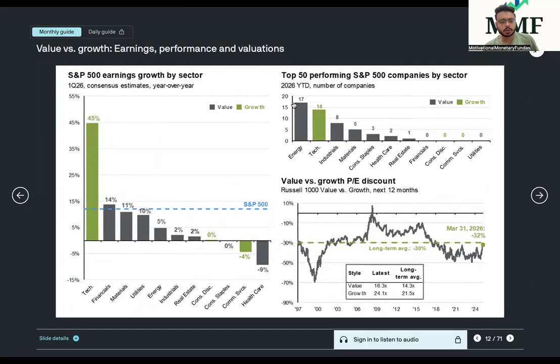S&P 500's earning growth by sector, tech being the maximum one. Here they have a comparison between the Russell 1000 growth and the Russell 1000 value. The long-term average for the Russell 1000 value has been 14.3. It currently stands at 16.3.